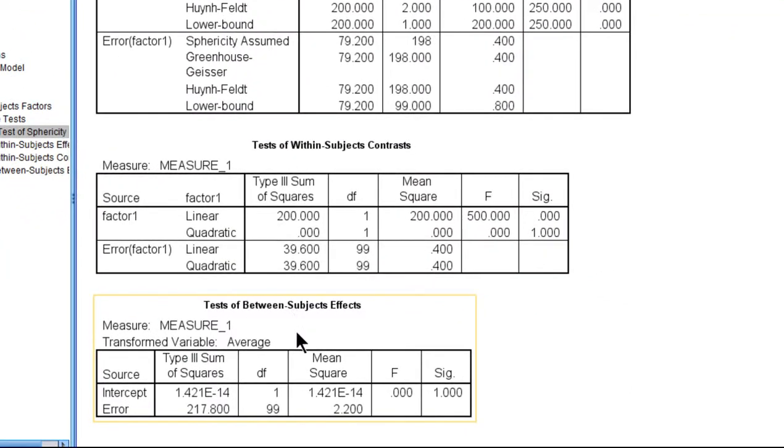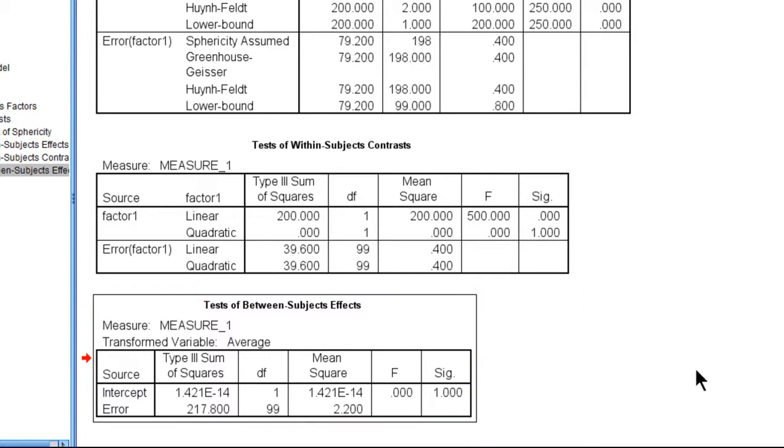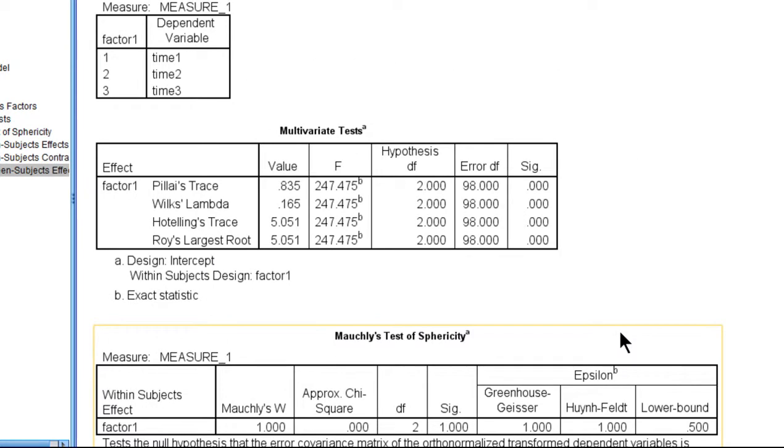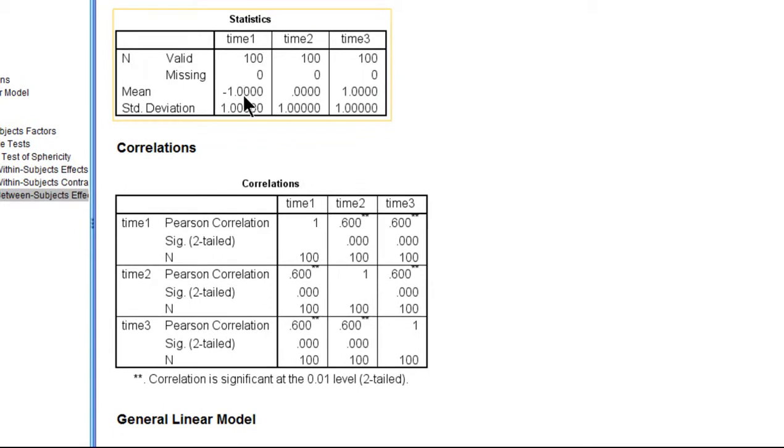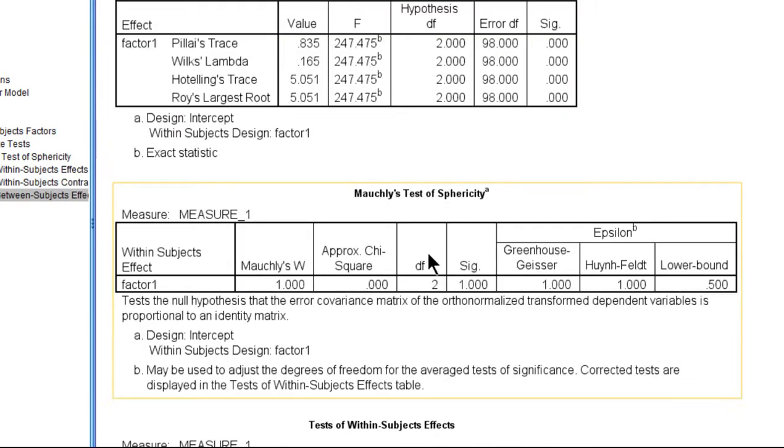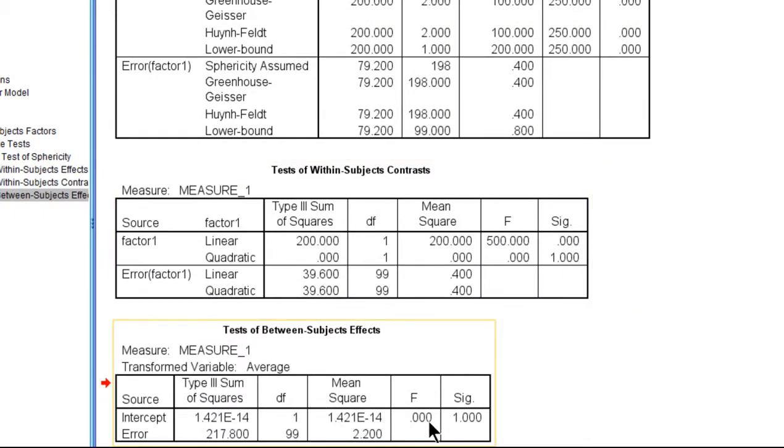Let's go to the test of between subjects effect here, and you can see that the F value is exactly 0 and the significance value is 1.00, and so there's no effect here at all, and it's suggesting that the grand mean is actually 0, and it is 0. So if you took the average of negative 1.0, 0.0, and 1.0, you would get 0, and so the grand mean here is 0. The average of the means, or the mean of the means, is 0. And this between subjects effect is saying that, yeah, it's 0.